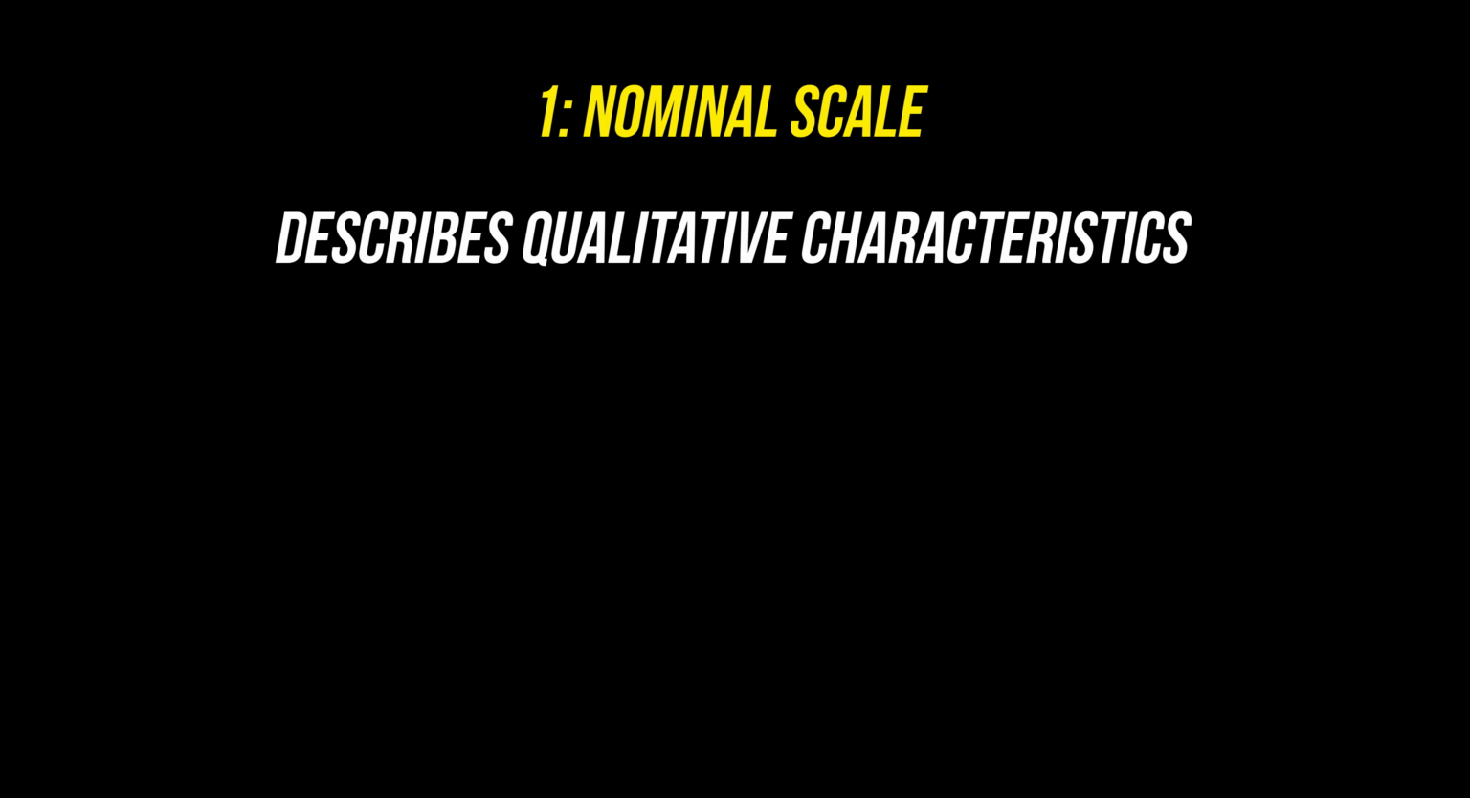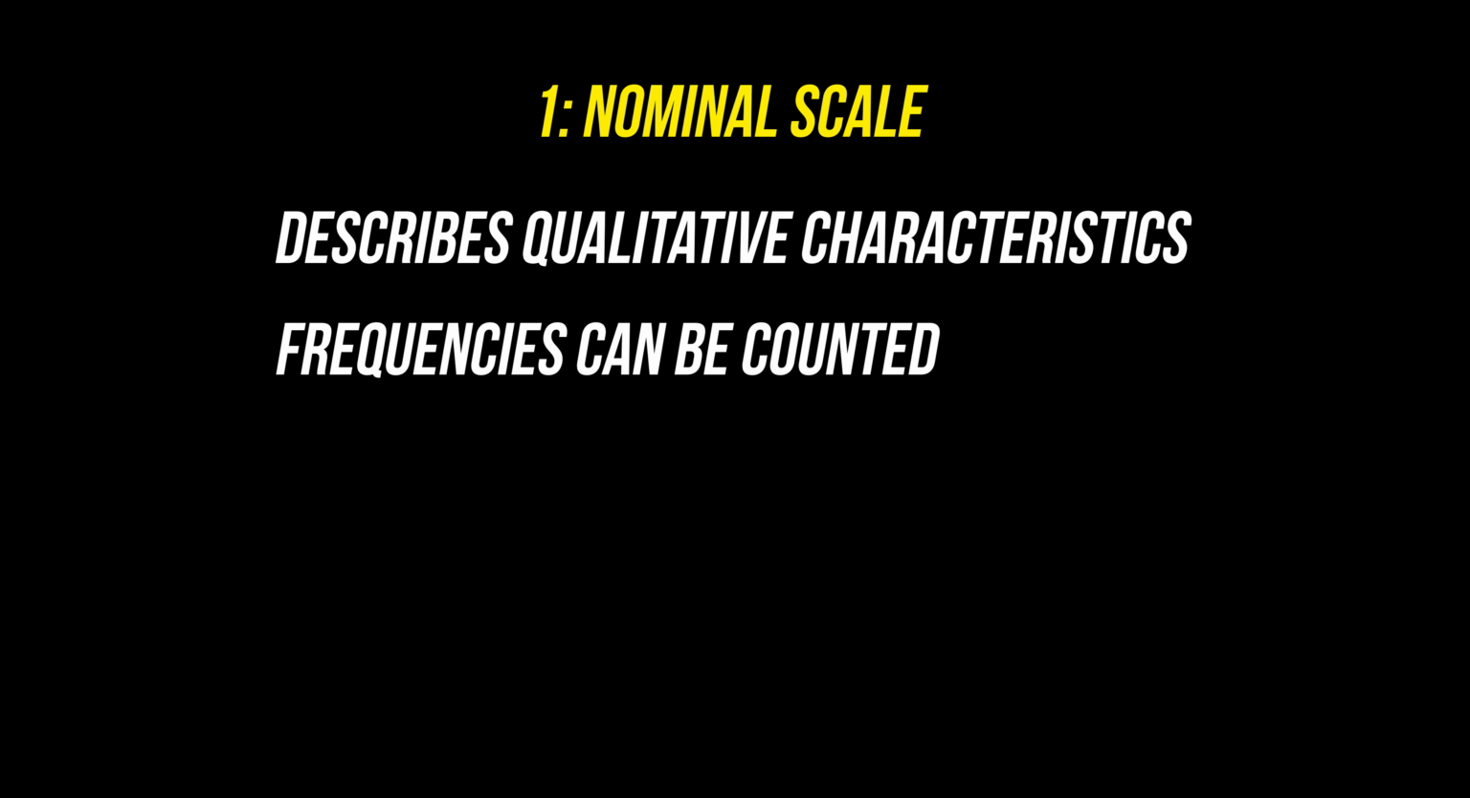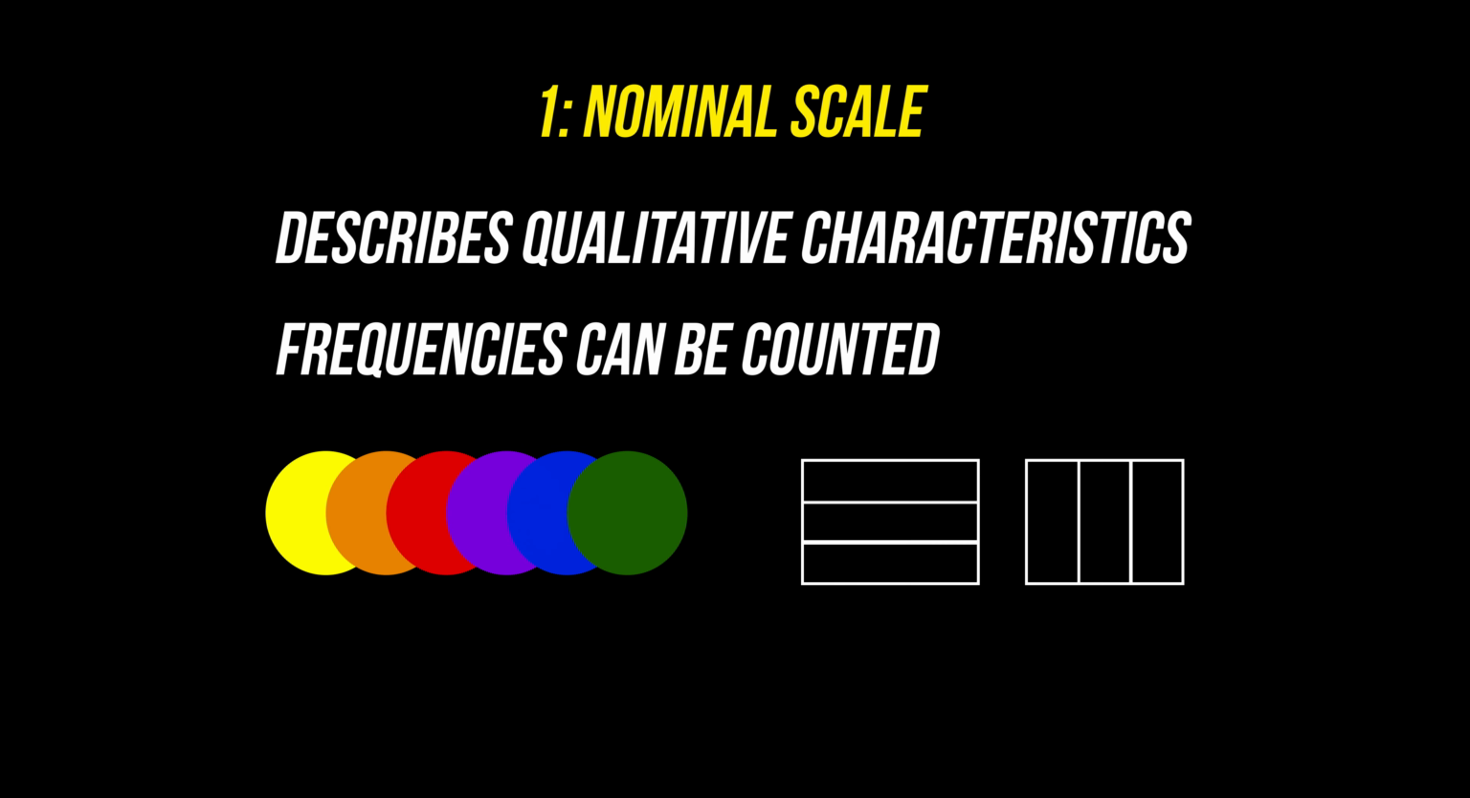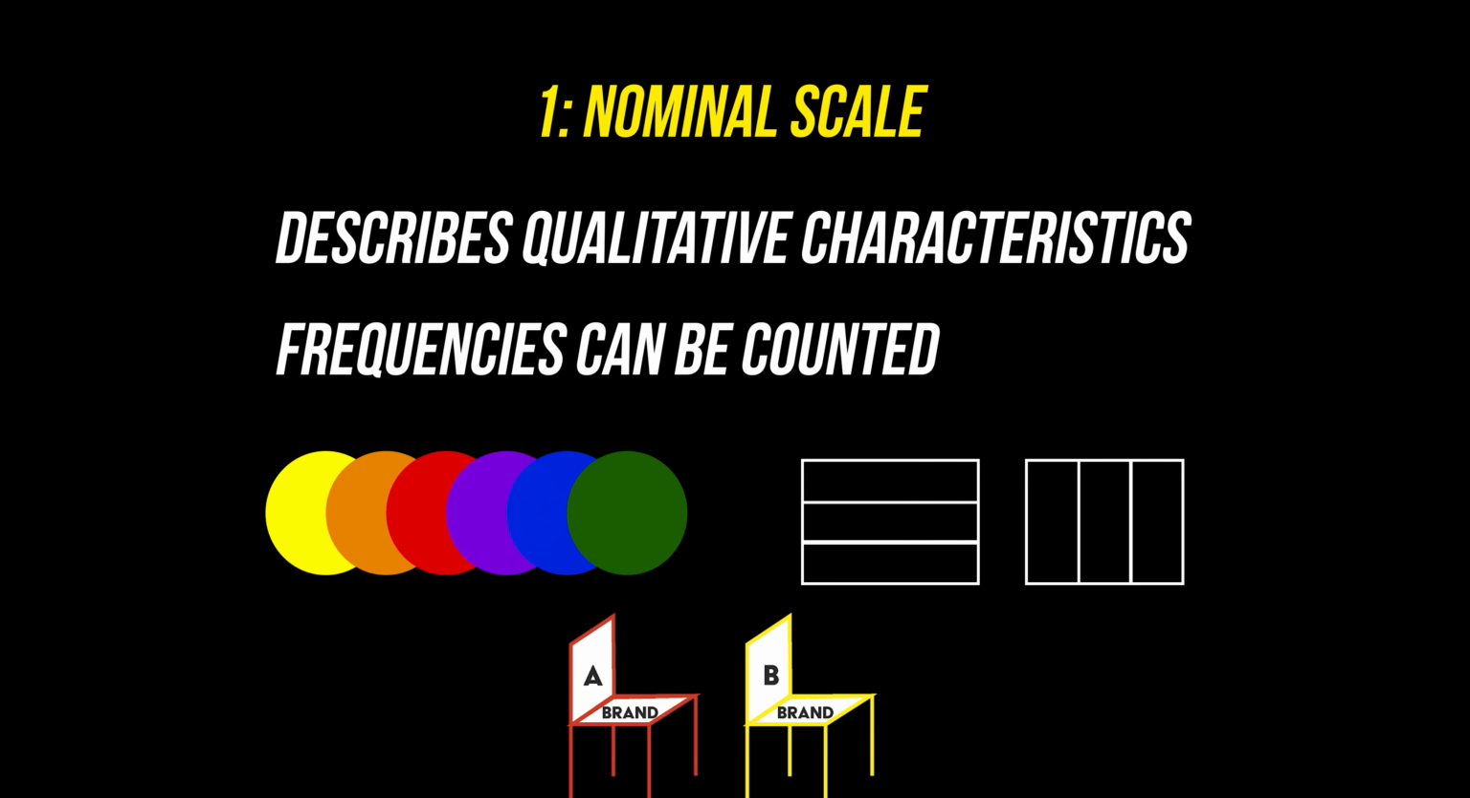The nominal scale has the lowest scale level and describes qualitative characteristics. This means that only frequencies can be counted for the measurable properties. Examples of nominal variables are colors, place of birth, or the brand of the chair you're currently sitting on.